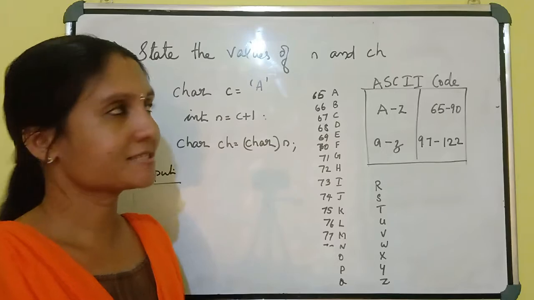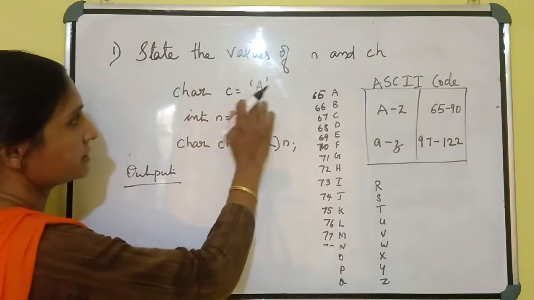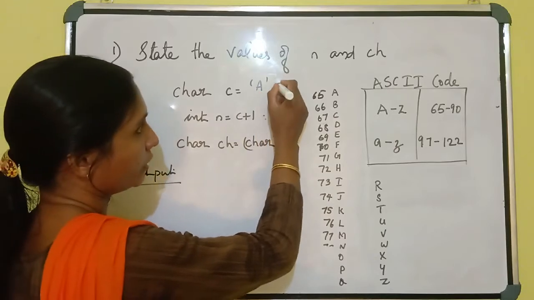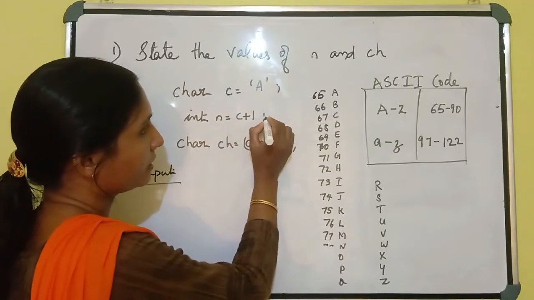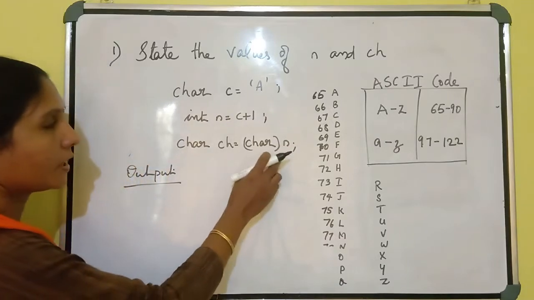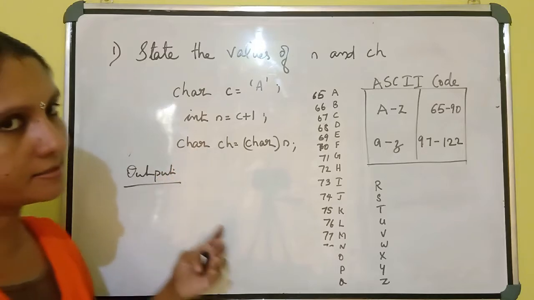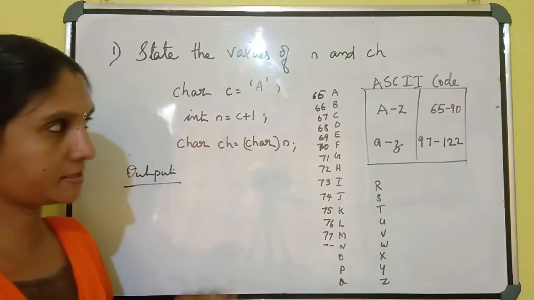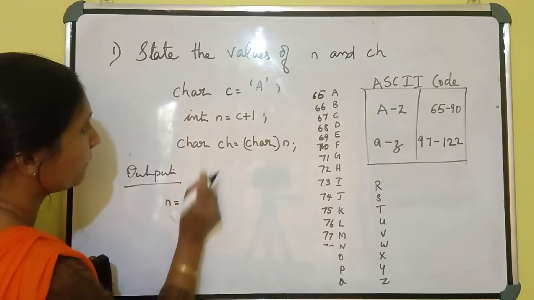Let's consider one example. State the value of n and ch. char c is equal to, within single inverted commas, capital A; int n is equal to c plus 1; semicolon; char ch is equal to (char) n. How can I find out the values of n and ch? Here n is equal to c plus 1.